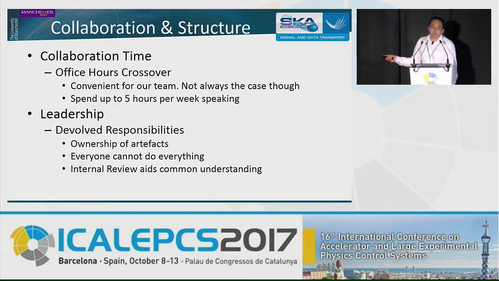This really goes back to what I was saying before about management. Key to our success really has been the ownership of artifacts. We have to resign ourselves to the fact that everyone can't do everything and everyone can't contribute to everything. There has to be an element of delegation amongst ourselves. But in order for us to all keep to the same picture, we do internal reviews, so that keeps us all aligned and focused on what's what.